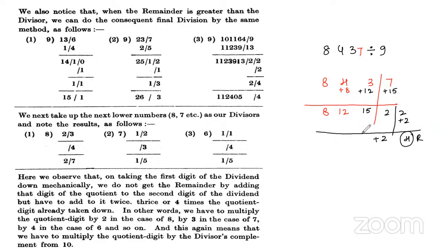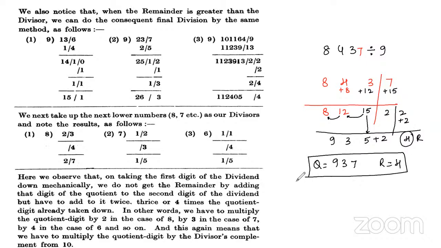Now observe very carefully. The extra number is carried forward. Totally 13, so 3 I am writing and this 1 will be carried forward. Then I am getting 9. So 937 is my quotient and the remainder will be 4. Now I hope you understand very clearly.